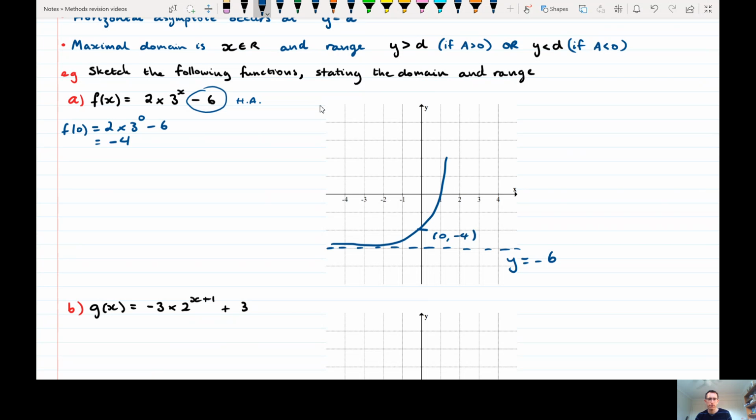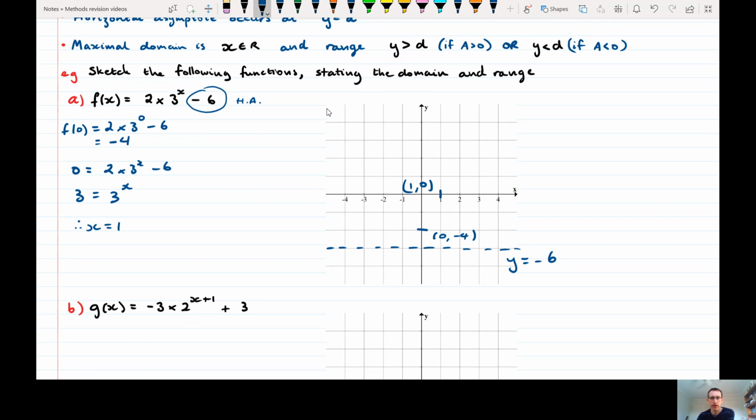We've got to work out where it goes through the x-axis there, and that is where we find the x-intercept. So you have 2 times 3 to the x minus 6 equals 0. Add 6 and divide by 2, in that order, and we get 3 to the x equals 3. Therefore, x equals 1. So we have an x-intercept at (1, 0) there. And then we're going to join those dots.